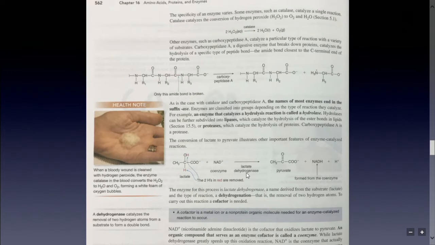And the process, the type of chemical reaction, is a dehydrogenation reaction, or any dehydrogenase is going to be something that catalyzes the removal of 2 hydrogen atoms from a substrate. So our substrate, remember, is always what the enzyme is acting on, or the catalyst is acting on. In this case, lactate dehydrogenase is acting on the lactate, and it's doing a dehydrogenation.